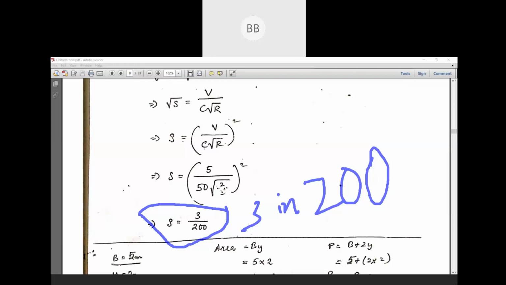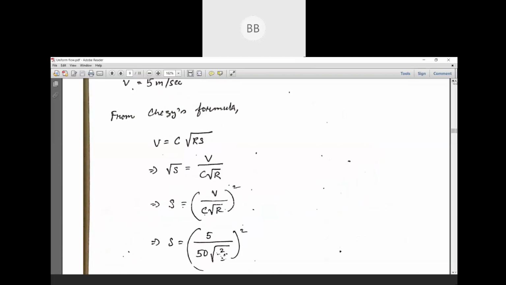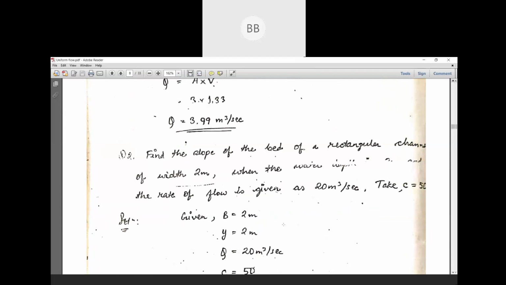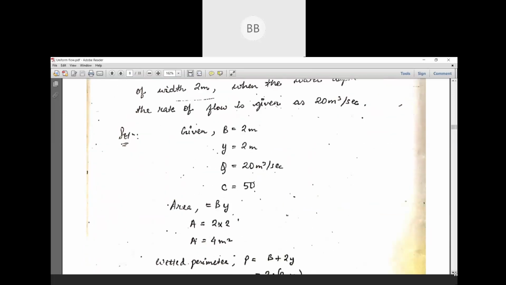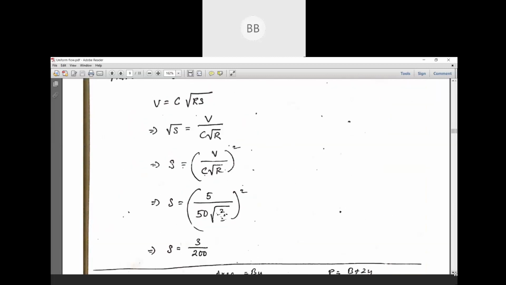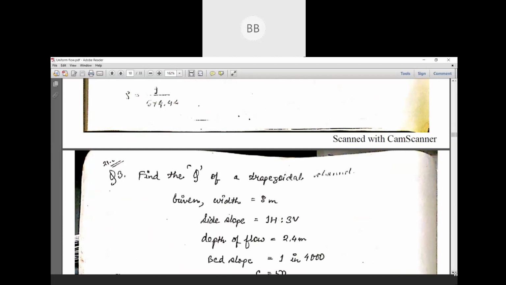Very simple. You first have to identify what is given and what you need to calculate. Okay, we move on to our next.